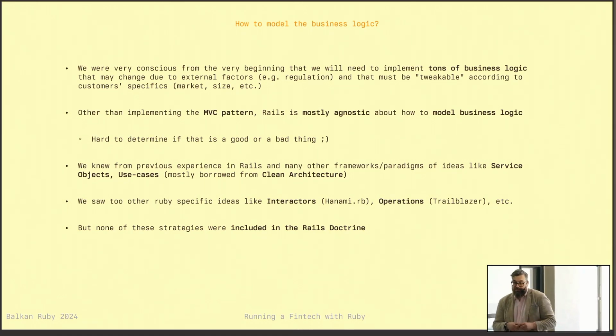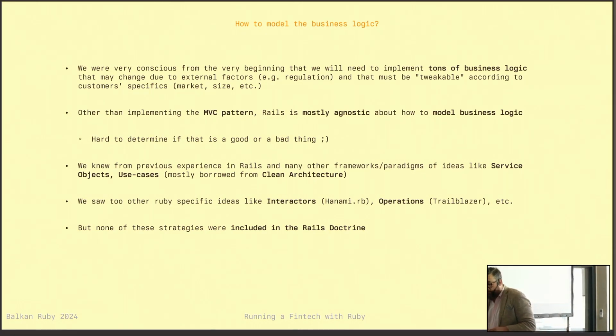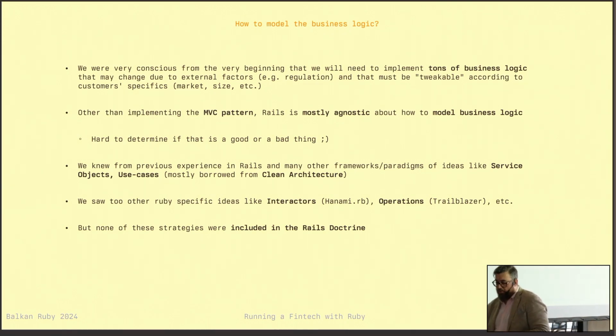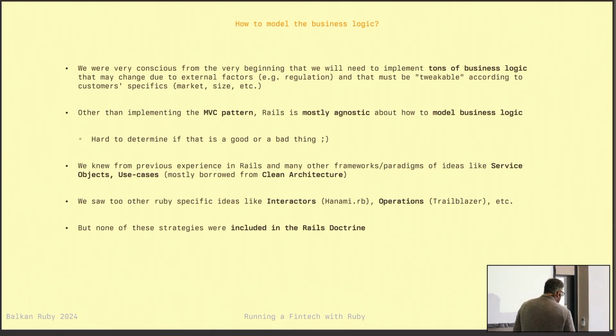And what happened in this kind of context? Well, the first thing is that from the very beginning, we were very aware that this kind of environment was going to require us to have a lot of business logic, and business logic that is not only modeled by ourselves, but in a very special and interesting way is modeled by regulation. So we don't choose to make things a certain way. We don't always have the freedom to do so. That was a very important requirement.